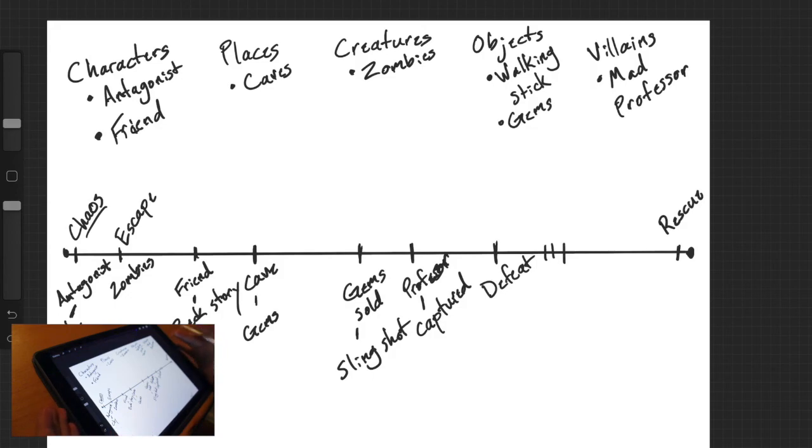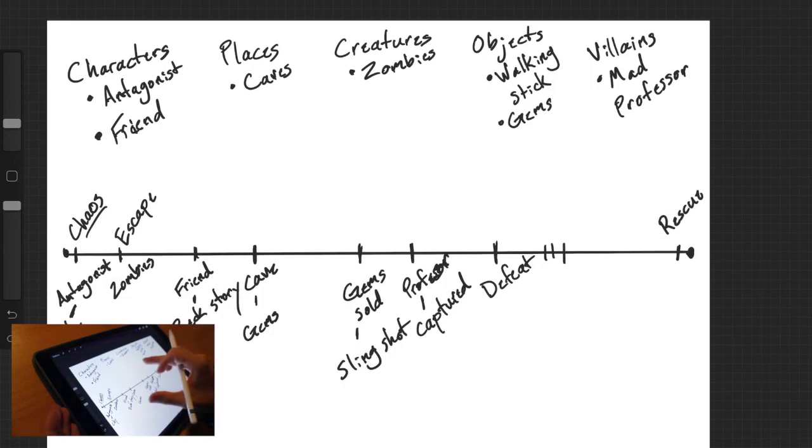So this method really has helped me take a lot of great ideas, a lot of cool concepts that I have, and put them in a timeline that clearly helps me tell the story, so that I don't just feel overwhelmed with all these characters and places and concepts that I've been sitting on but don't know what to do with.